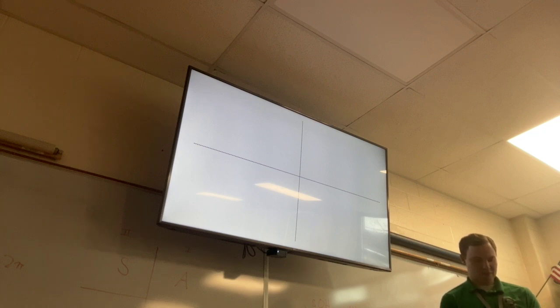Okay, so let me draw my unit circle. Again, on the right here, we're going to have 0 degrees, 0 radians. Up here, we're going to have 90 degrees, pi over 2 radians. To the left here, we're going to have 180 degrees, pi radians. At the bottom here, we're going to have 270 degrees, or 3 pi over 2 radians.